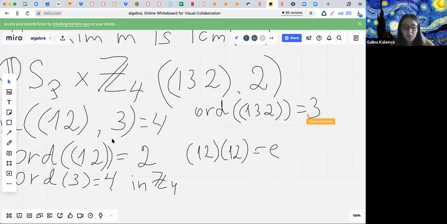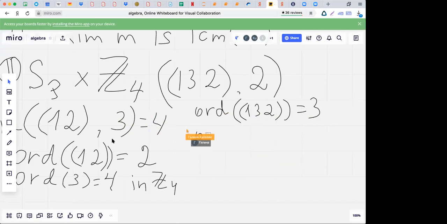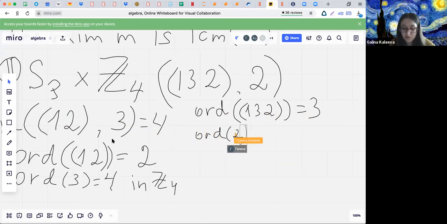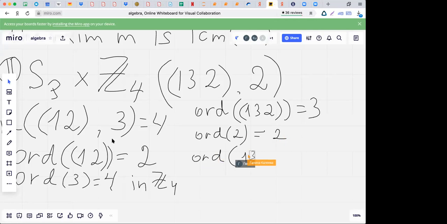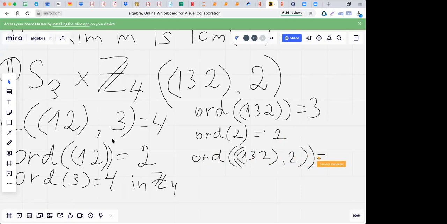And the order of 2 in Z4, what is it? 2. This is 2 because 2 plus 2 is 0 modulo 4. So what is the order of our whole element? It's 6, because the least common multiple equals the product in our case.